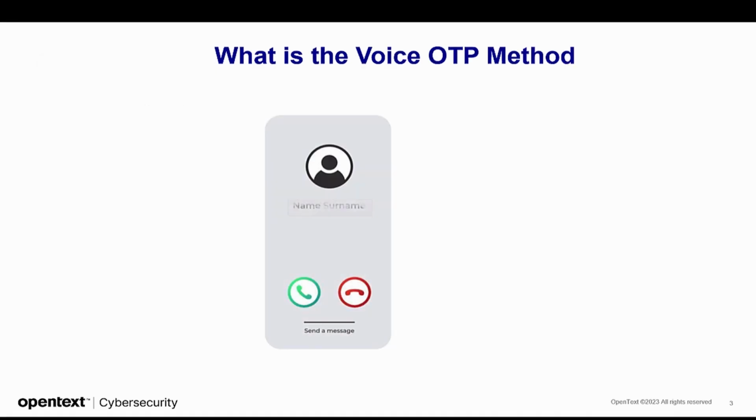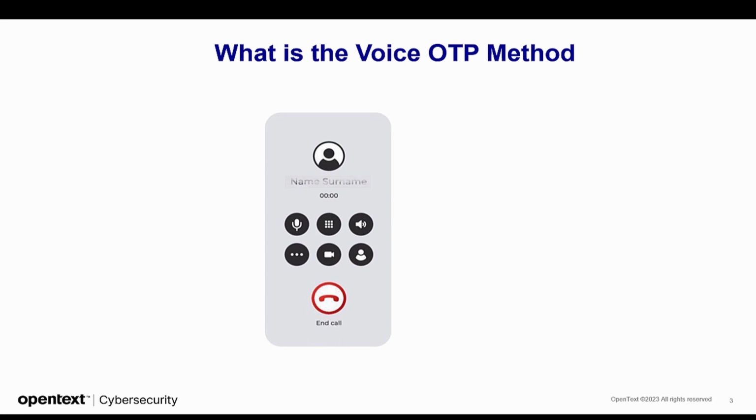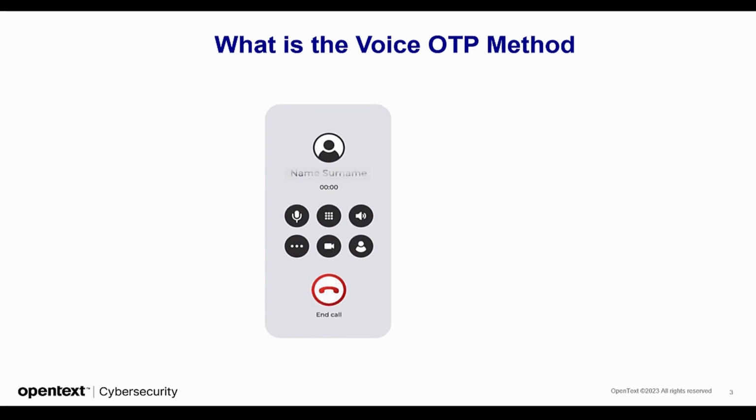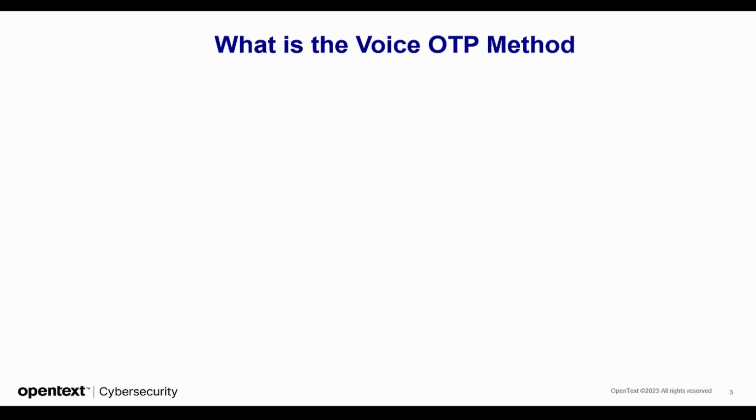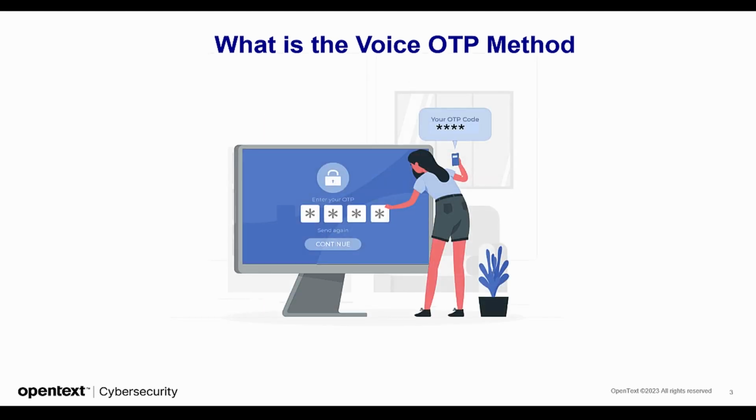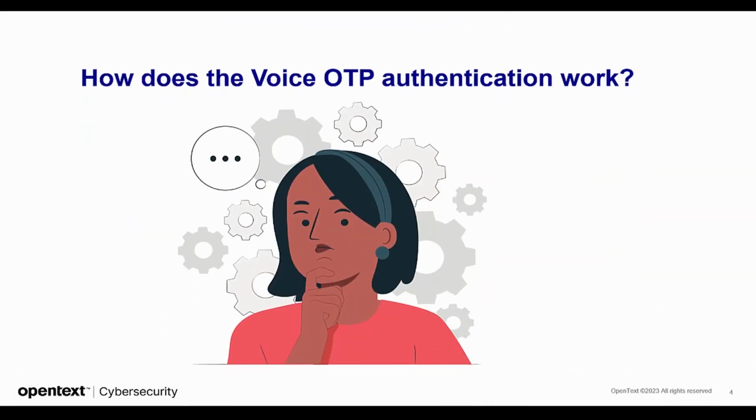The voice OTP method helps users to authenticate by using the OTP received over the phone call to their registered phone number. The user must specify this OTP on the device where the authentication is happening. The OTP must be used within a specific time frame. Let us understand the flow of authentication with the voice OTP method.